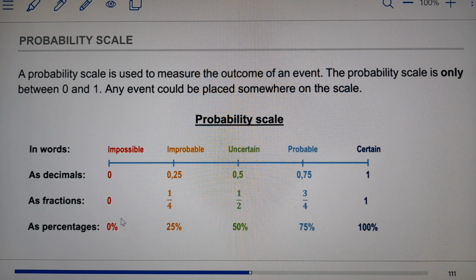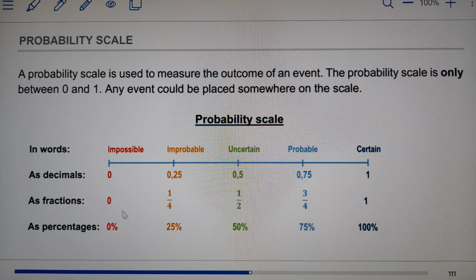We look at percentages. 0, impossible, and 25, it means it might not happen, high chances, improbable. And then 50%, 50-50, it can happen, it may not happen. And probable means there are more chances that it will happen at 75%. And 100% means that it will definitely happen.